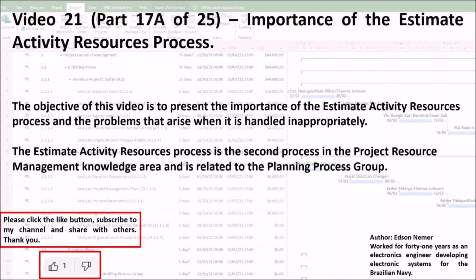Video 21, Part 17A of 25, Importance of the Estimate Activity Resources Process.